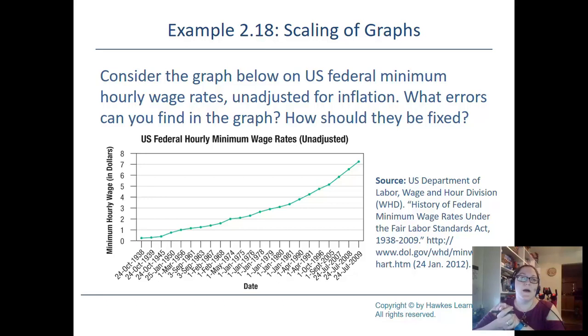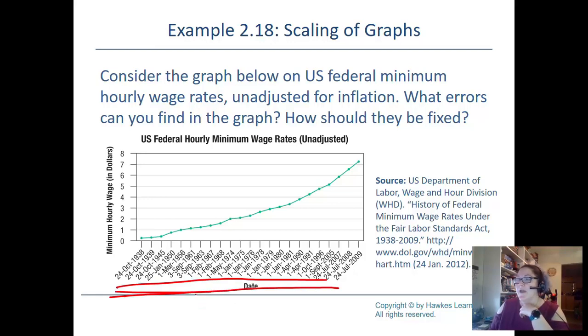It's meant to be talking about federal minimum hourly wages unadjusted for inflation. What can we see that we might want to fix about this graph? Well, the first thing I'm noticing down here on the dates is that they're not consistent whatsoever. You'll notice here we go from 38, 39, 45, 50, 56, 61, but these are all evenly spaced, but these are not all the same distance apart. And that's just one of the few things, just looking at the years.